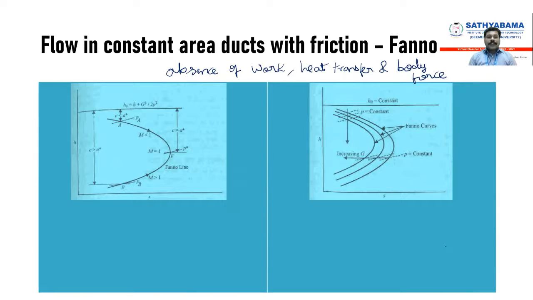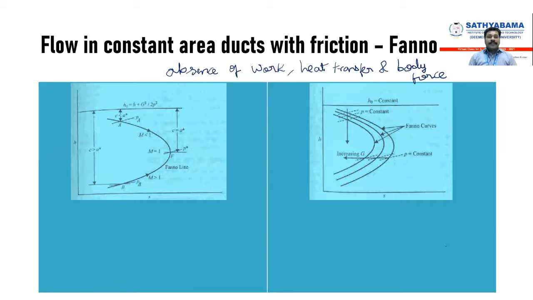Absence of work means you are not going to have any kind of rotary motion. There is no addition of heat into the flow from the outside, and no heat transfer from the surroundings or inside the duct. Body forces means gravitational forces, and these are absent. So in the absence of these three things, flow occurs due to friction, and that is called Fanno flow.